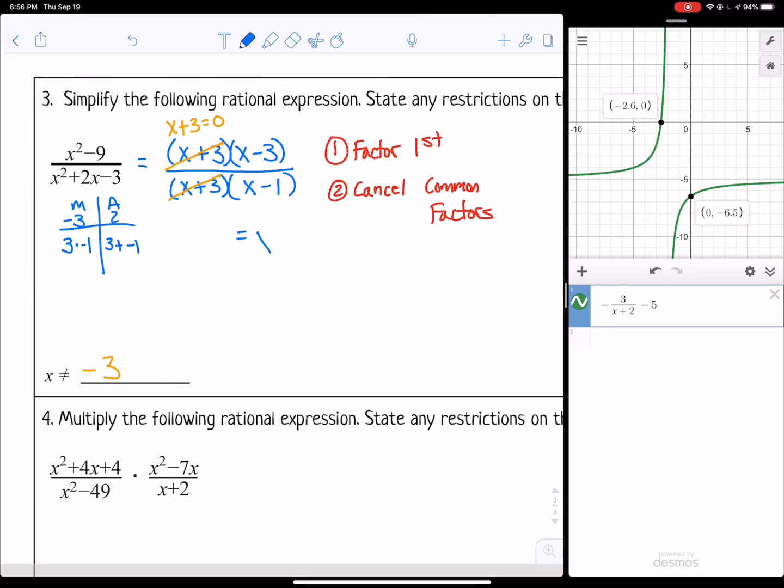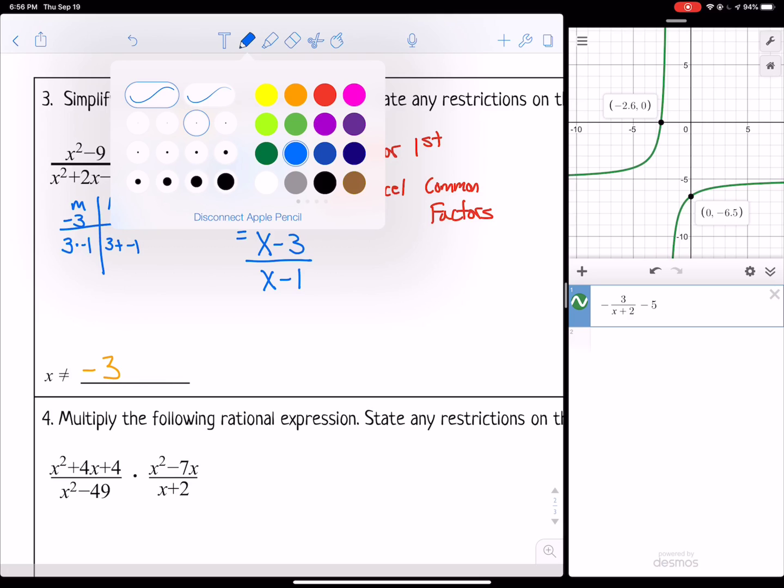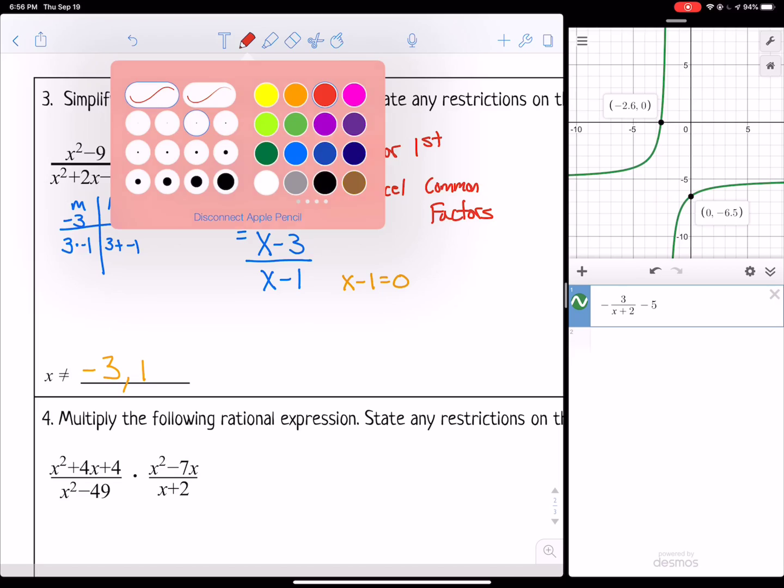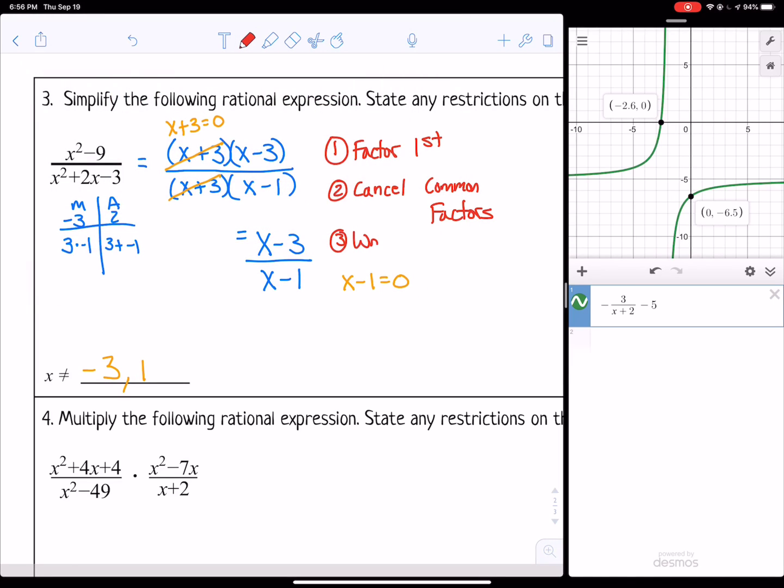Now I'm just going to write the simplified form of my rational expression. So I have x minus 3 over x minus 1. And then you have to look at the denominator because that cannot equal 0 either. So x minus 1 is the denominator, but x could not equal 1 because that's where it would equal 0. So let's put the simplified form. And step 4 is to state the restrictions.